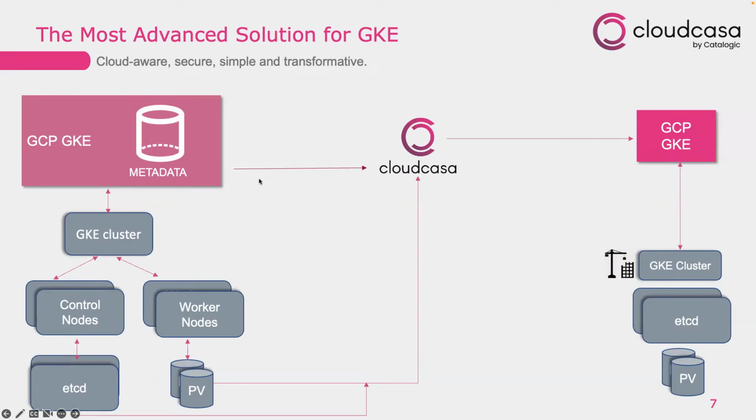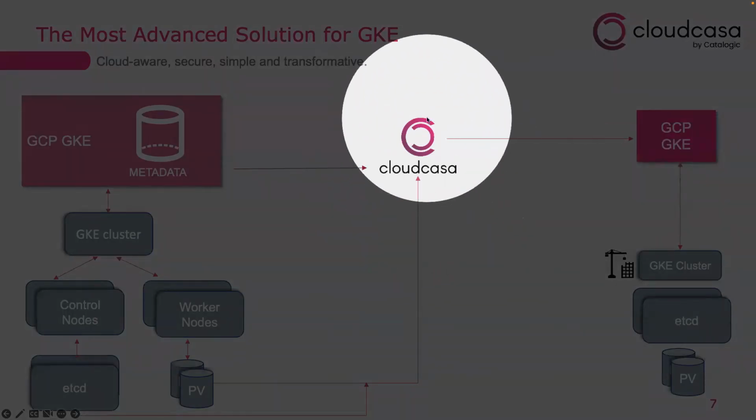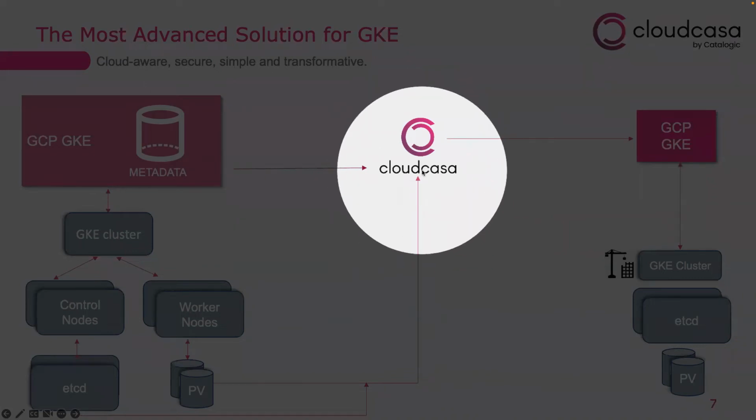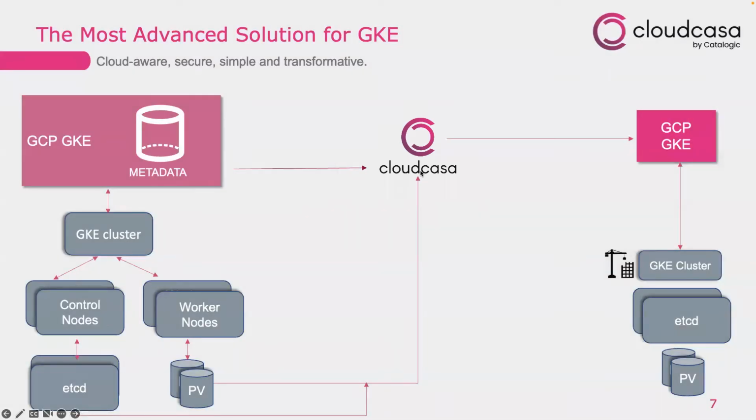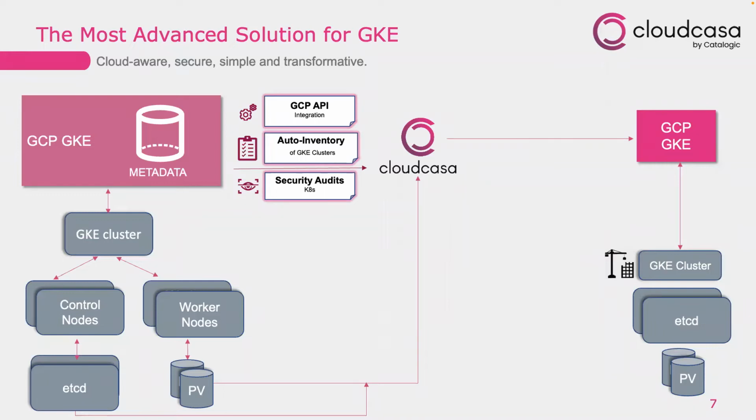So CloudCasa here is running in the cloud. That's the control plane, which you don't have to manage by yourself. That means you don't have to do the upgrades or the maintenance. It is managed by CloudCasa, provided as a software as a service offering. It talks to the Google Cloud GKE cluster via the API, so it's a direct API integration. The moment you add a Google Cloud account, it allows you to automatically discover all of your GKE clusters. And they also allow you to have the security audit integration.